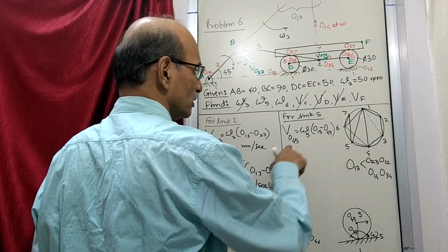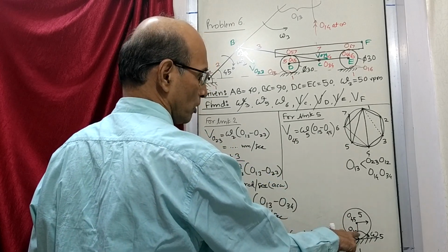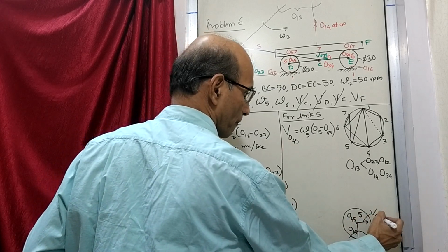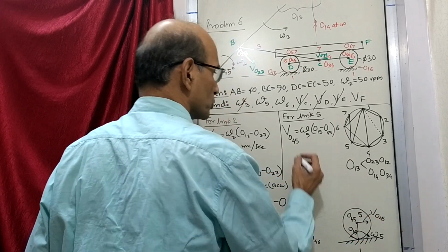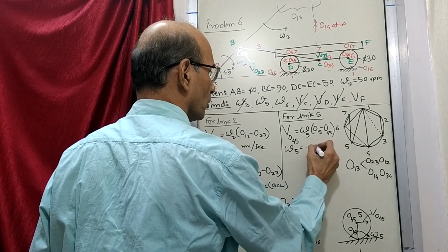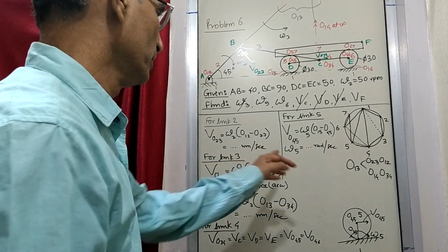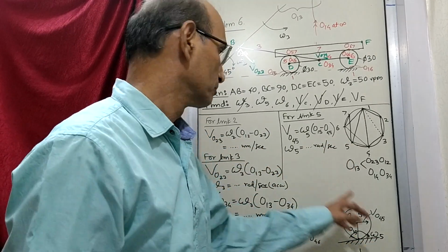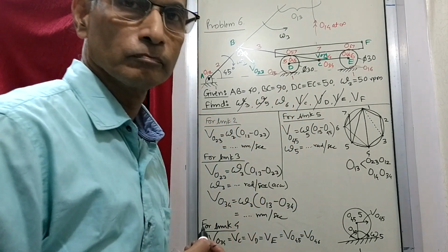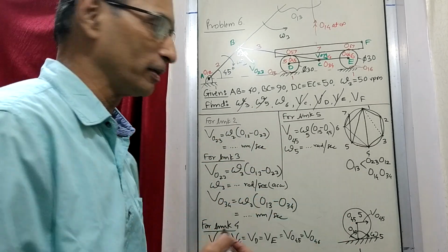Now out of that, what is known? 15 to 45, this distance is known, and velocity is also known. This is velocity of 45. So you can find out omega 5, how much it is. So knowing omega 5, for any other point on link 5 you can find out the velocity.